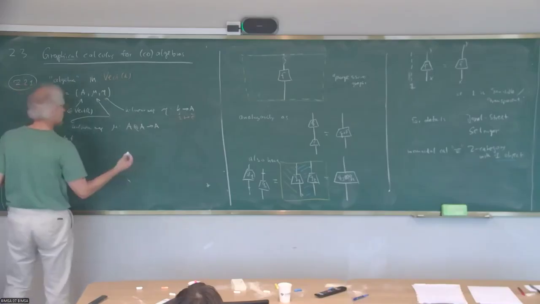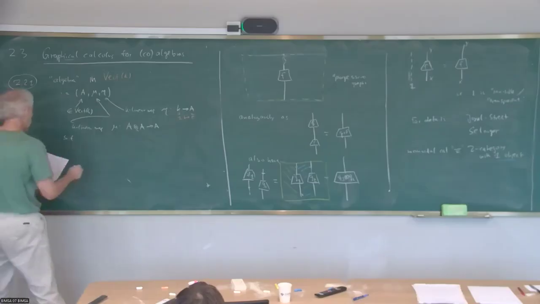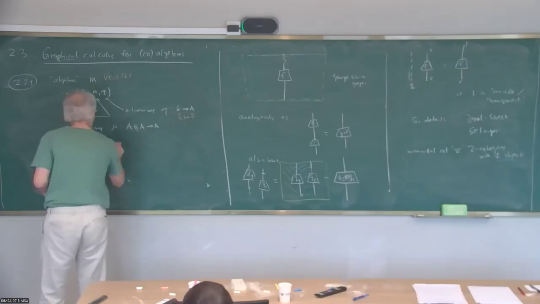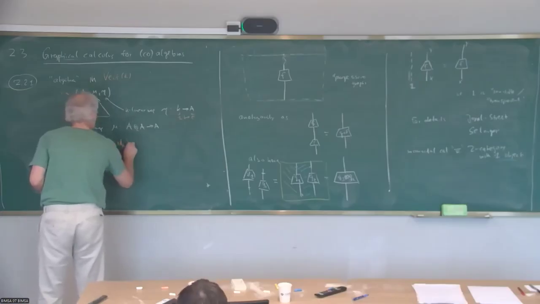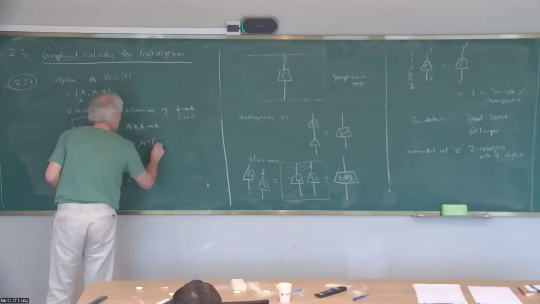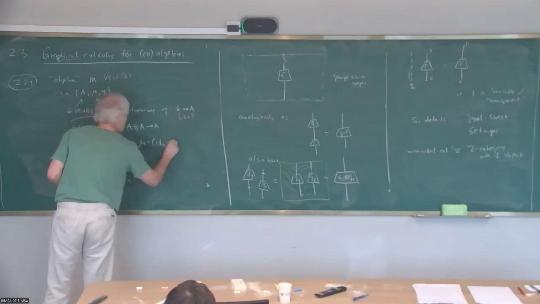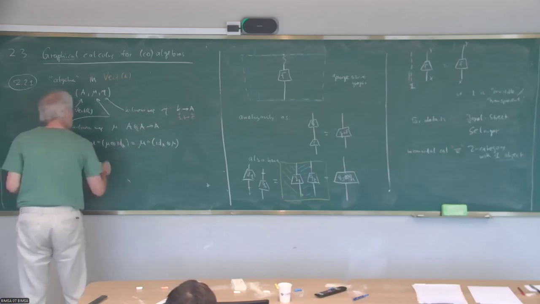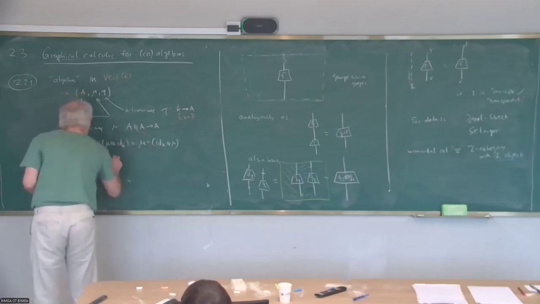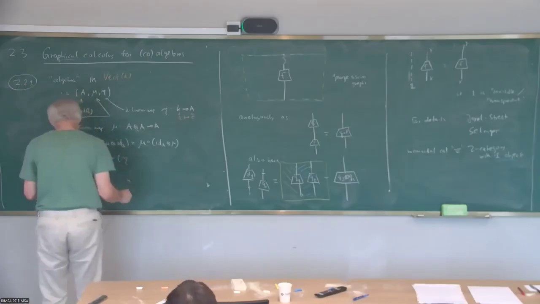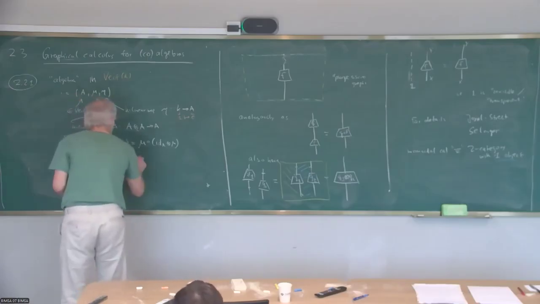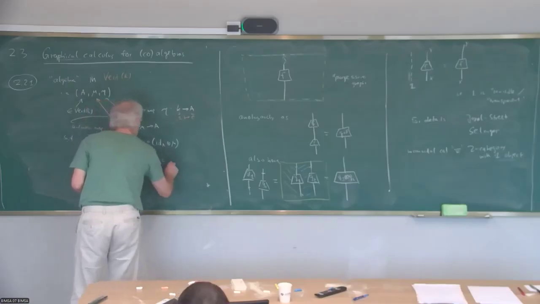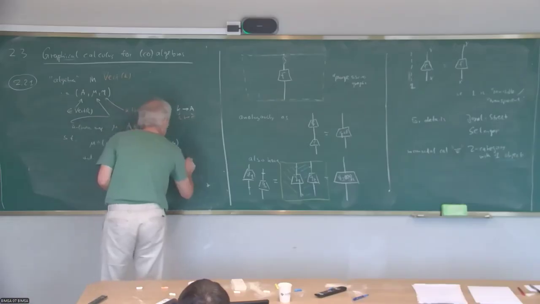These are subject to the requirement that mu is associative, which we can write as mu composed with mu tensor identity is the same as mu composed with identity tensor mu. But this is associativity, and then we have unit properties: mu composed with eta tensor identity is the identity, and also mu composed with identity tensor eta.